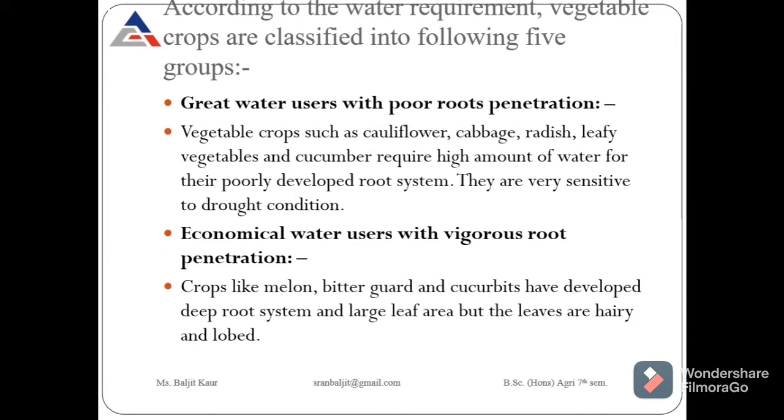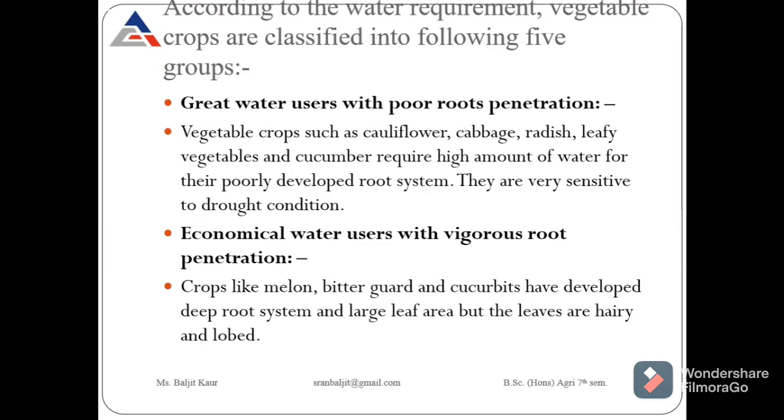According to water requirements, vegetables are classified into different groups. There are very good users of water which have poor root penetration, and some of the vegetables having vigorous root penetration and they are very economical water users, and some of the vegetables are economical water users with poor root penetration, right? So vegetable crops are divided into different groups according to their water requirement, right?